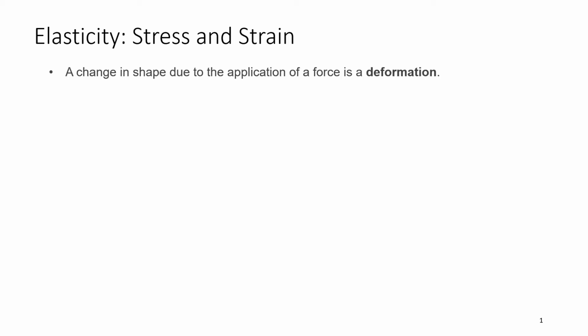We now move from considerations of forces that affect the motion of an object, such as friction and drag, to those that affect an object's shape. A change in shape due to the application of a force is a deformation. Even very small forces are known to cause small deformation. For small deformation, the deformation is elastic, and the object returns to its original shape when the force is removed.